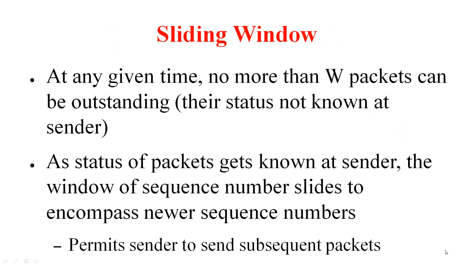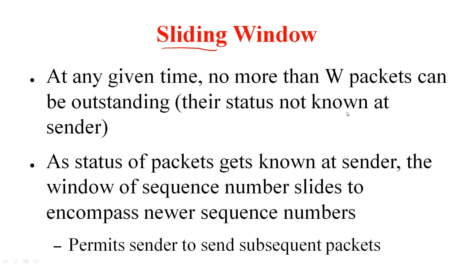So we have seen the window aspect of sliding window protocols. What is the sliding? At any given time, we are saying that there will be no more than W packets out in the network, that is, they are outstanding, the sender doesn't know their status. By the way, out of this W packets, some packets would have reached the receiver already.